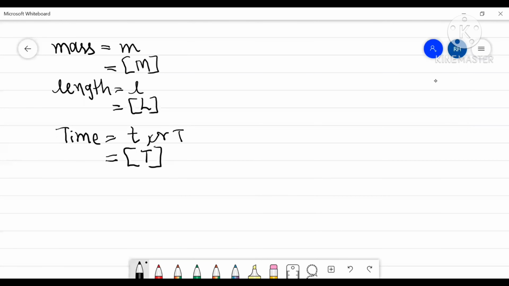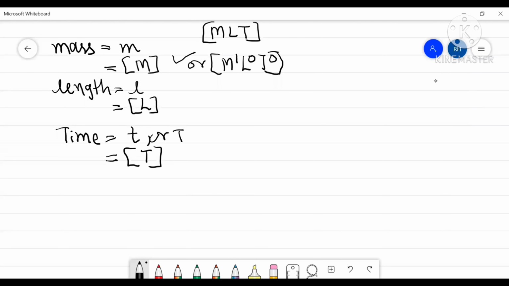Capital letters MLT in square brackets. Have you understood? Now, if anyone asks what is the dimension of M, then you will say M, capital M. But instead of that, we can also write M raised to 1, L raised to 0, T raised to 0, in square brackets. Always write in MLT form, in square brackets.